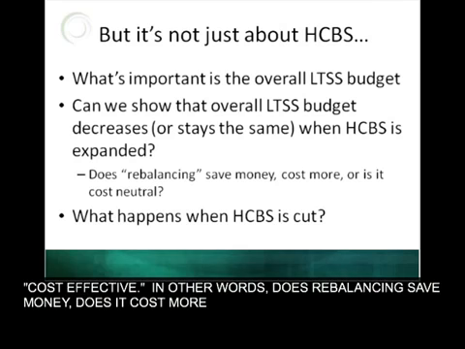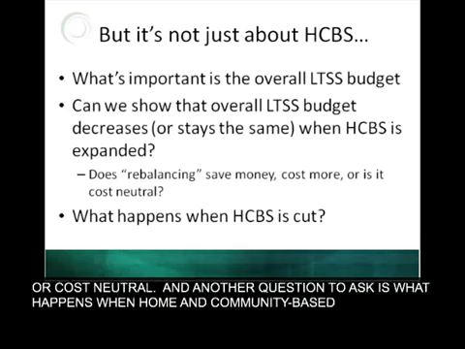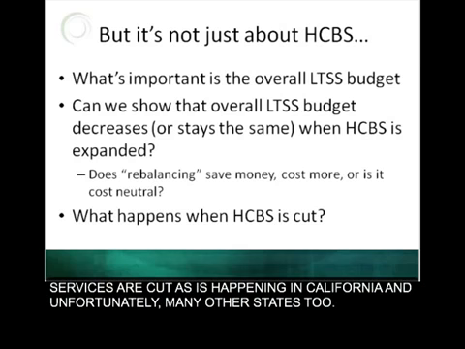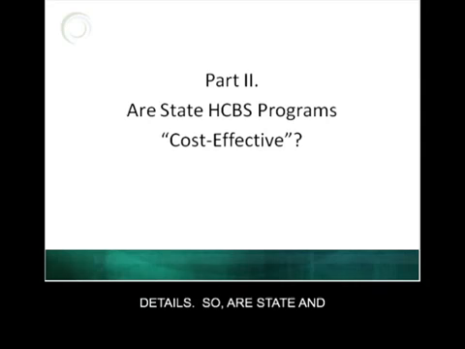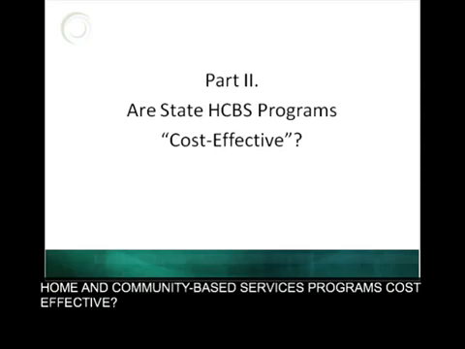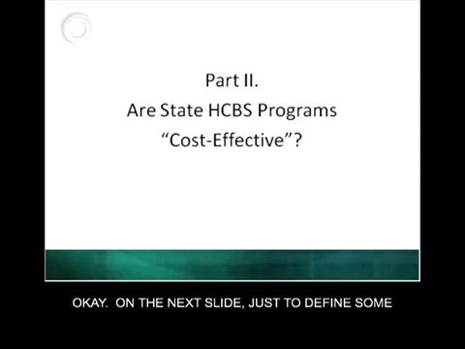In other words, does rebalancing, so-called rebalancing, save money? Does it cost more, or is it cost neutral? And another question to ask is what happens when home and community-based services are cut, as is happening in California and unfortunately many other states too. So in the next slide we start part 2, and we're about to launch into some technical details. Are state home and community-based services programs cost-effective?